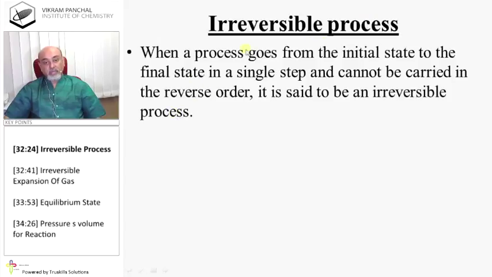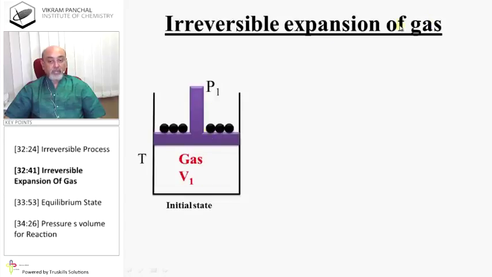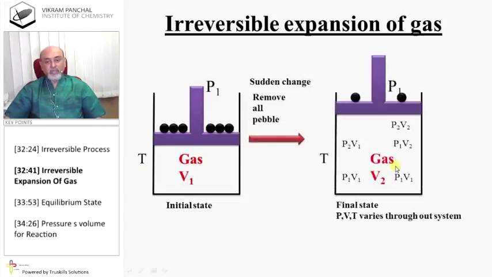Irreversible process. When a process goes from the initial state to the final state in a single step and cannot be carried in the reverse order, it is said to be an irreversible process. For example, irreversible expansion of gas. This is the initial state. Pebbles are kept over here, which produce pressure P1, volume is V1, temperature T. Now, if we remove all pebbles suddenly, except 2 or 3, there will be a sudden change in the pressure, and the piston will move upward suddenly.